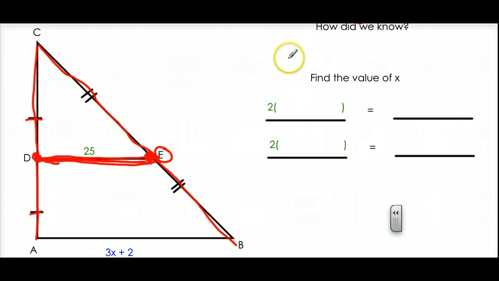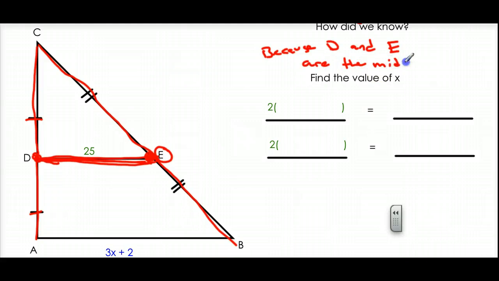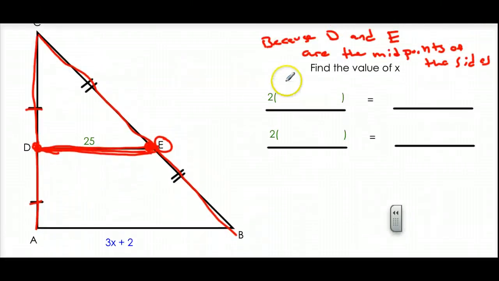So how do we know? Because D and E are the midpoints of the sides. Now the question is, we want to find the value of x. How do we do that?